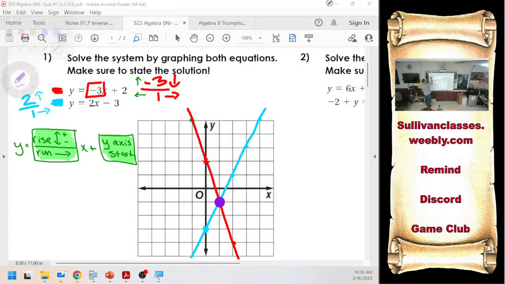Okay. You do have to tell me the answer, though. This does say solve the system. So you can't just graph and quit. You graph and tell me the answer was 1, -1. Okay? And graph both. Tell me where they cross.